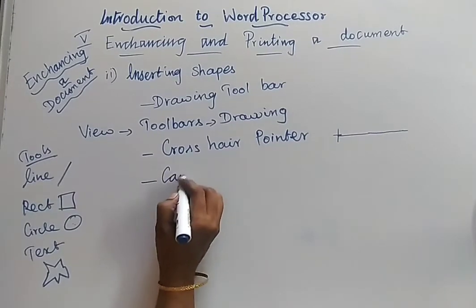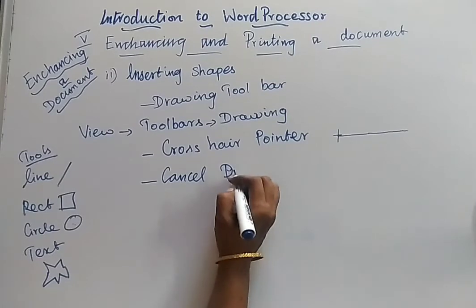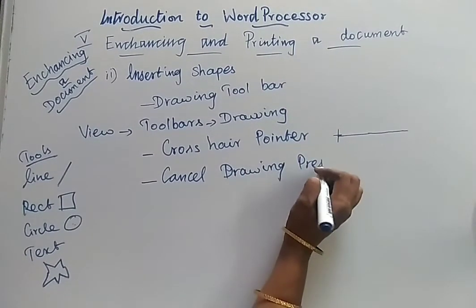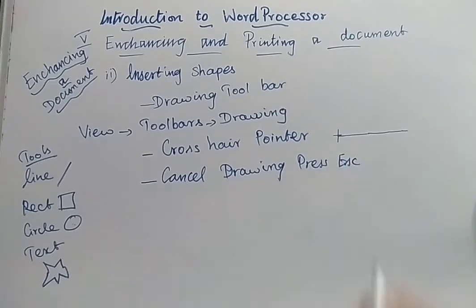So to cancel the drawing, what do you have to do? Press the escape key. Then whatever diagram you have drawn will be erased for you. Okay, wow. Similarly, you can change the properties also. For example, by using this rectangle, you can draw the square. So for that, you have to change the properties.